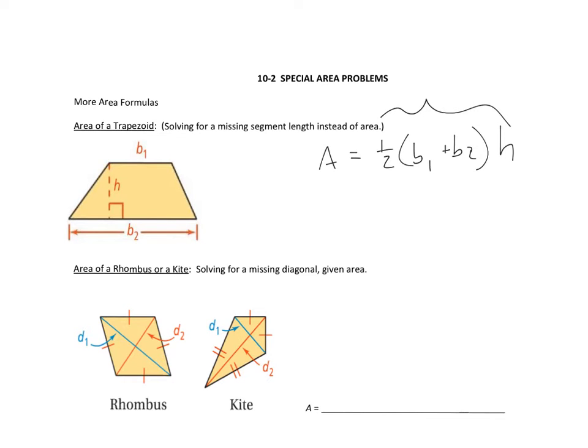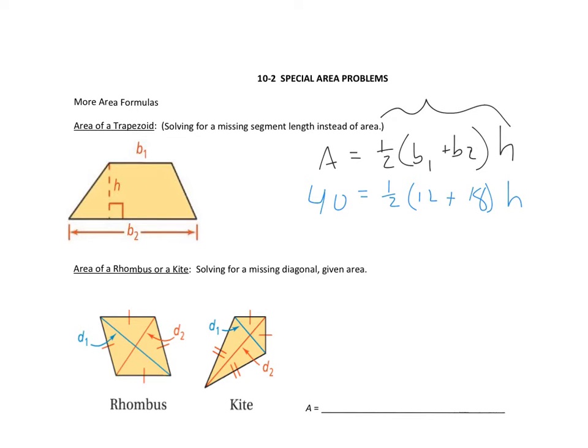But this time we're going to be given the area. Let's say the area of this trapezoid is, say, 1/2. And of these three remaining variables, we're only going to be given two of them. So let's say we're given the two bases. Well, that's easy, right? We'll just do 12 plus 18, divide by 2, divide both sides by that number, and h is isolated.